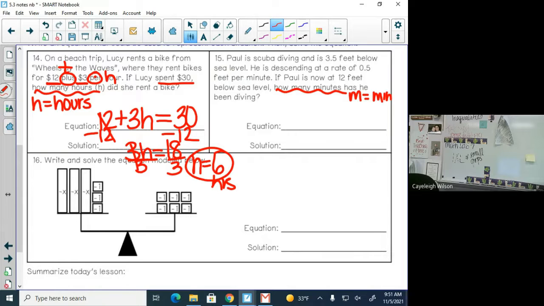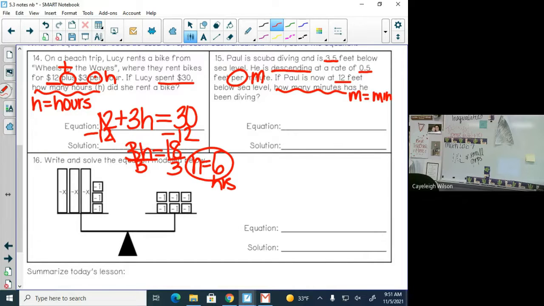All right, so it says that he's 3.5 feet below sea level, descending at a rate of 0.5 feet per minute. If Paul's now at 12 feet below sea level, how many minutes has he been diving? There are 2 ways to set this one up, okay? And that depends on your definition of below sea level.